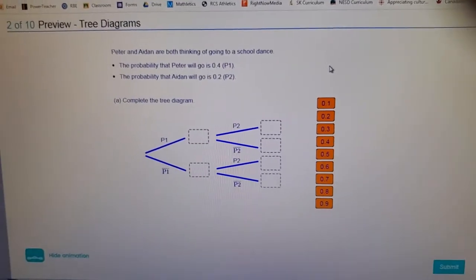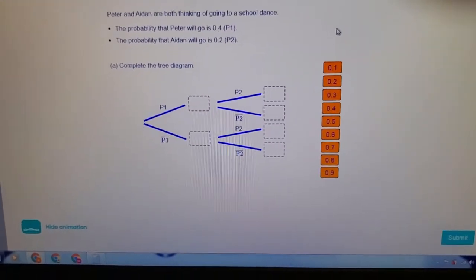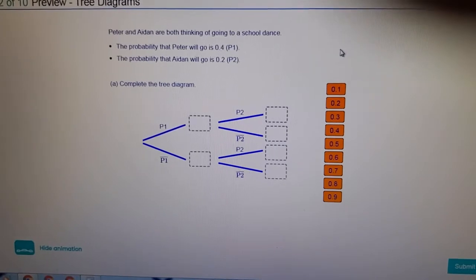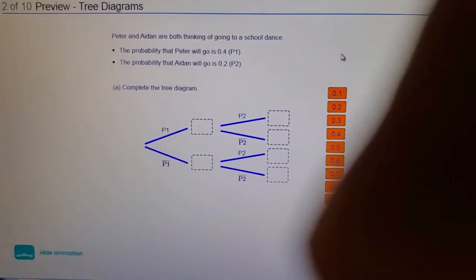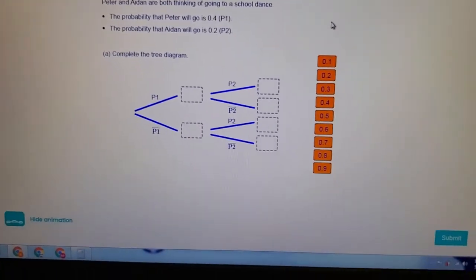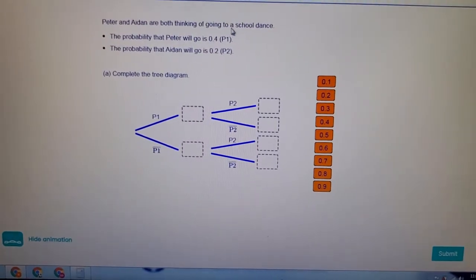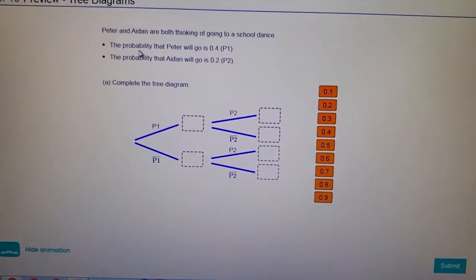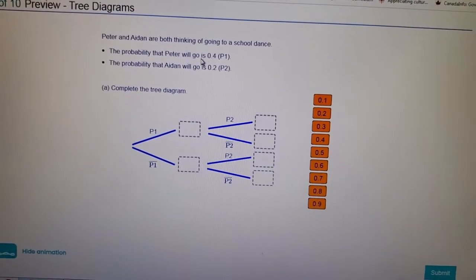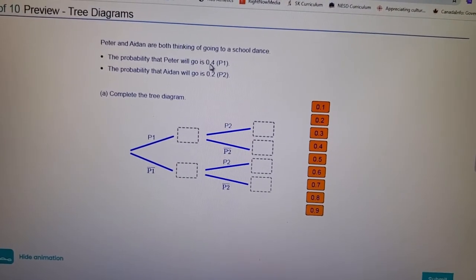This is the 12th activity of probability on Mathletics 7. These are a little complicated, but I think with explanation it'll make a lot of sense. So it says here, Peter and Aiden are both thinking of going to a school dance. The probability that Peter will go is 0.4, so it's 40%.